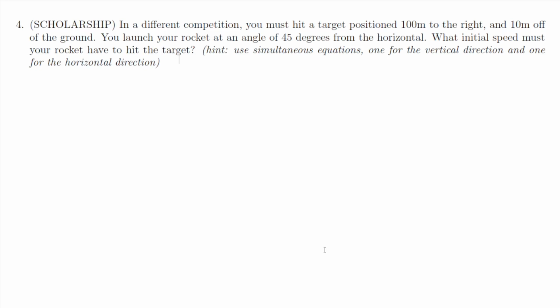This is a scholarship level question, but you can definitely answer this as a level 2 student. You have everything you need just with your kinematics equations. So in this situation, it's related to the rocket launch from the previous question, where your rocket starts here, and in this competition it needs to go 100 meters to the right and 10 meters up. There's like a target at that position, and you launch the rocket at an angle of 45 degrees.